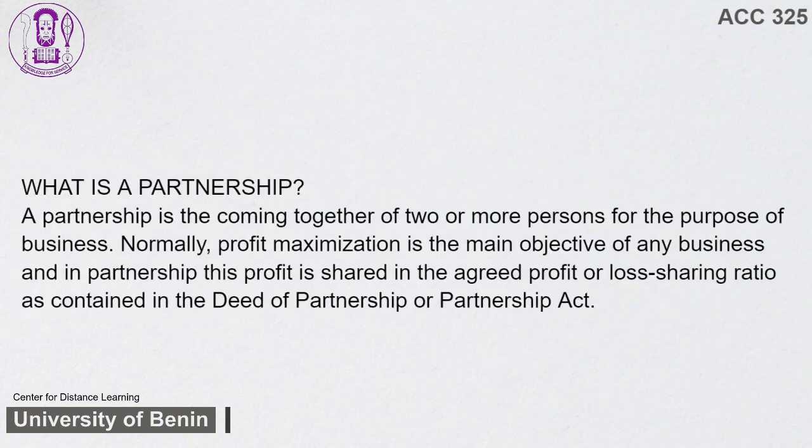What is a partnership? A partnership is the coming together of two or more persons for the purpose of business. Normally, profit maximization is the main objective of any business, and in partnership, this profit is shared in the agreed profit or loss sharing ratio as contained in the Deed of Partnership or Partnership Act.